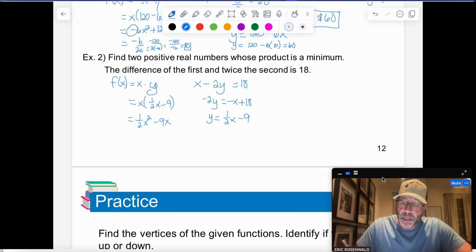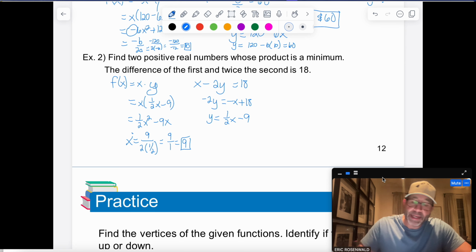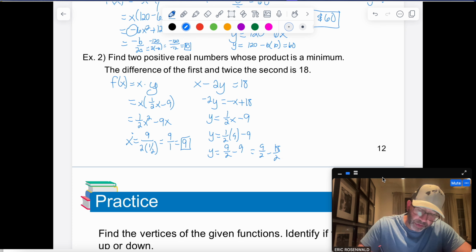Okay. All right, so x equals negative b. That's going to be a positive 9, divided by 2 times a, which is 1/2. So that means we're going to get 9 over 1, which equals 9. The y value for this is 1/2 of 9 minus 9, which means I end up with 9 over 2 minus 9, which is the same as saying 9 over 2 minus 18 over 2. So we end up with a negative 9 over 2.